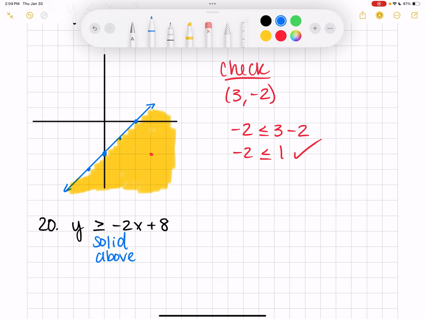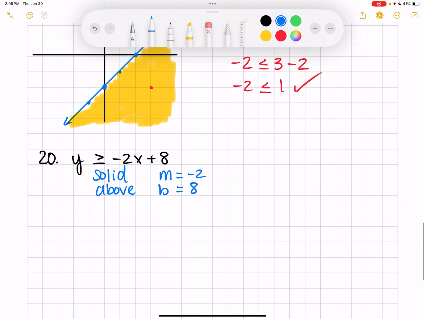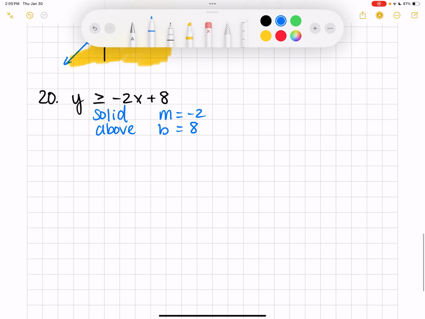And let's just do this as a refresher. What's my slope? -2. What's my y-intercept? 8. So that's kind of a bigger number. So I think I might count by 2s just to not make my graph so big. I'm going to count by 2s on the y, but not the x. So I'm going to make sure I label that.